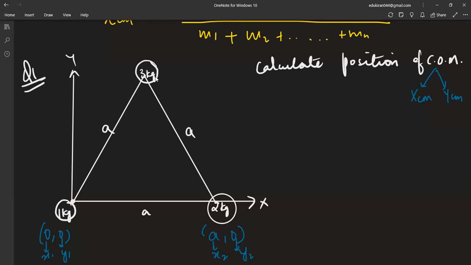What about this? How will you calculate now the point? We have to find x3 and y3. See, x3, what is the separation of this point from the x-axis? This part. This is exactly half of it. So this becomes a by 2. Right? This becomes half of it. So this becomes a by 2.